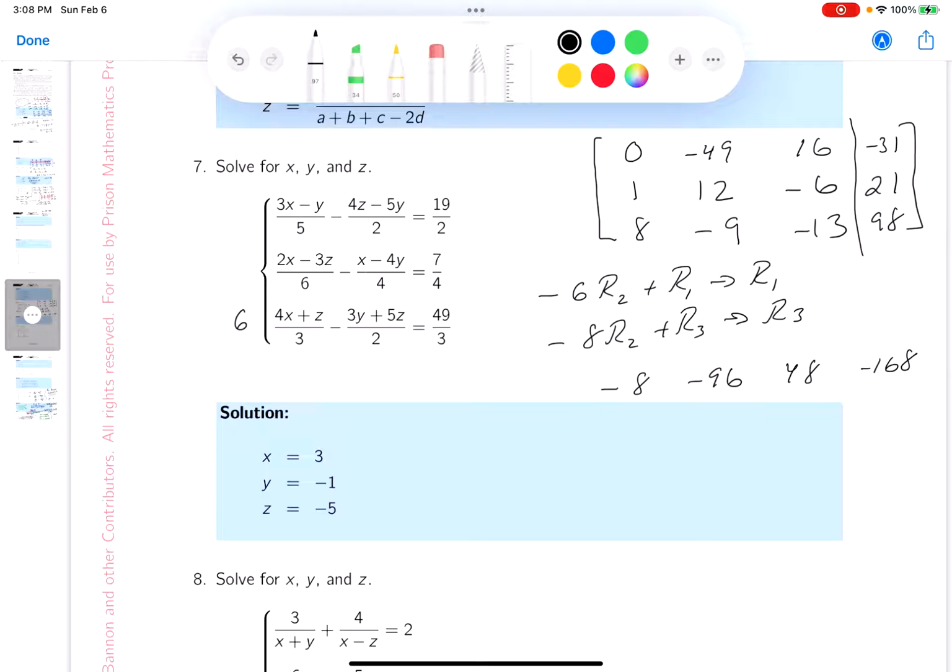Let me make sure I did that right. Minus 8, minus 96, 48. Yeah, I did okay. 8, minus 9, minus 13, and 98. Little bar here.